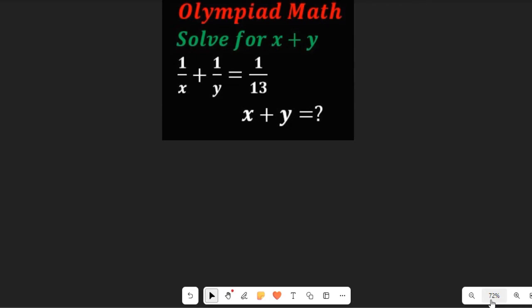Oh, join me. Let's solve this fractional algebraic equation given to us. We are asked to solve for x plus y and not x and y. This is an Olympiad exam math question, and we are required to find the value of x plus y in 1 divided by x plus 1 divided by y equal to 1 divided by 13.